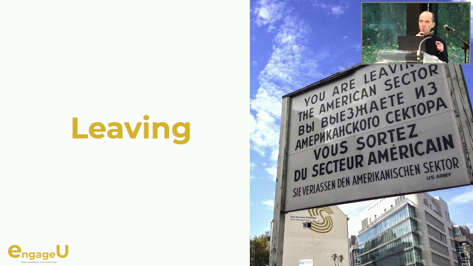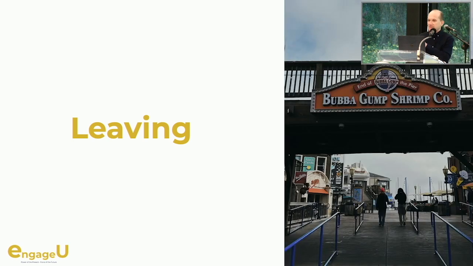When our user leaves one layout, we have to inform him or her that he's leaving a particular layout. Have you saved changes? Is this field empty and it's supposed to be filled? So, like this. This sign is not important because you are going to another part of Berlin, but they're telling you, hey, man, you are leaving the American sector. It's the same as this. This is a commercial area in San Francisco, Pier 39, and it says you are at the end of Pier 39.